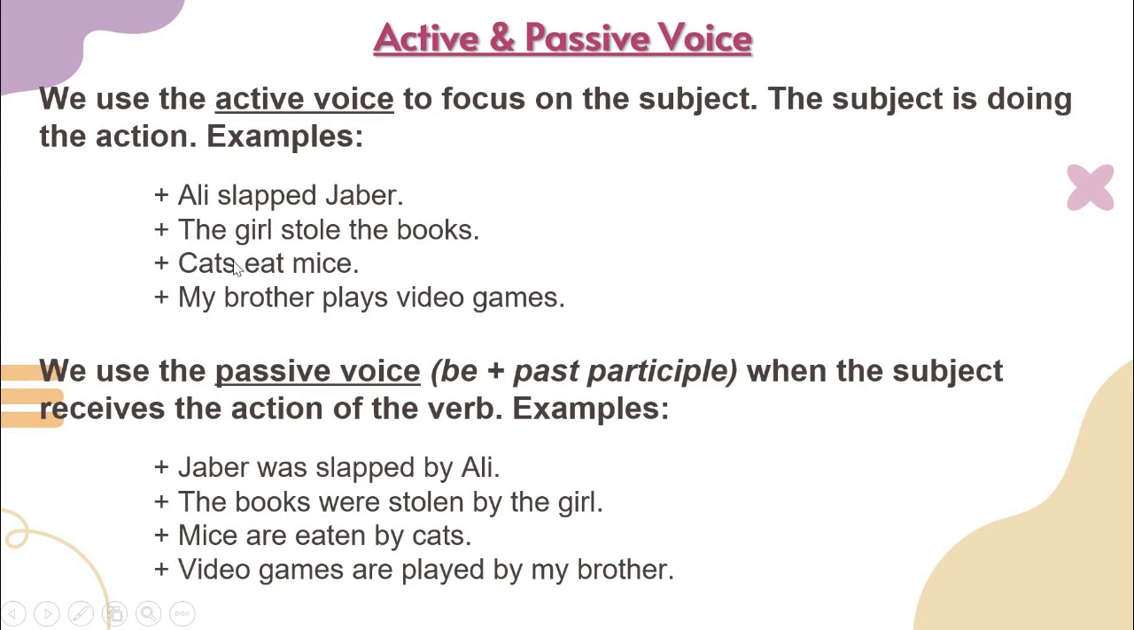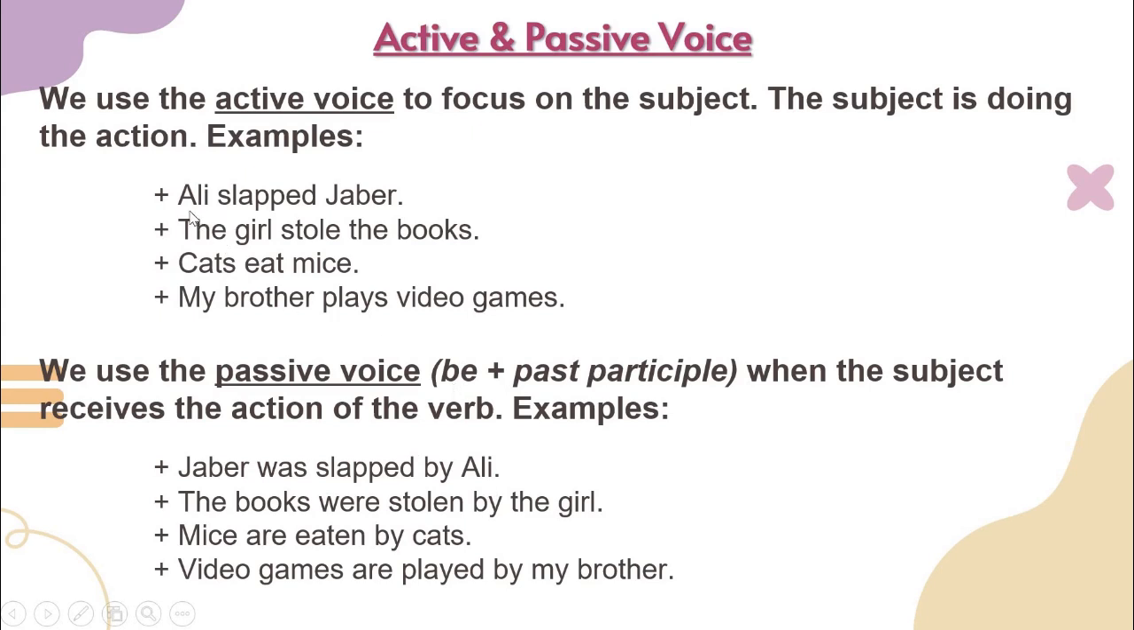So here, guys, if you remember, we have Ali slapped Jabir. This is in the active voice. If I had to turn this sentence from active to passive, I will switch the subject and the object. So instead of Ali slapped Jabir, I will say Jabir. You see it here, Jabir. And then we have verb be plus the past participle. So Jabir was slapped by Ali.